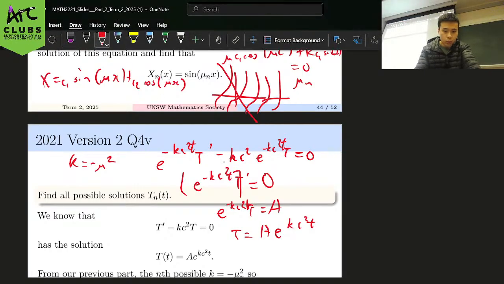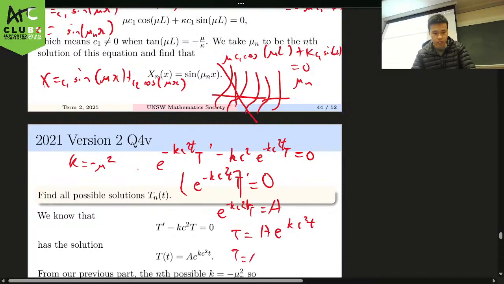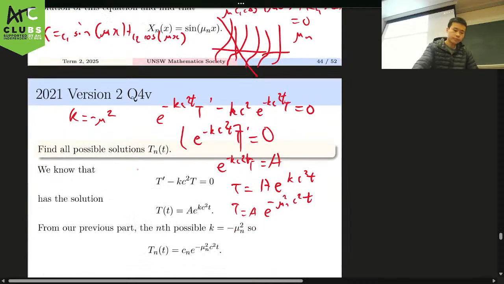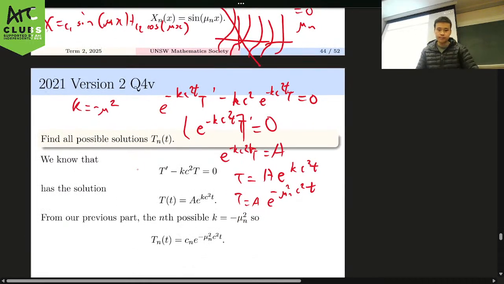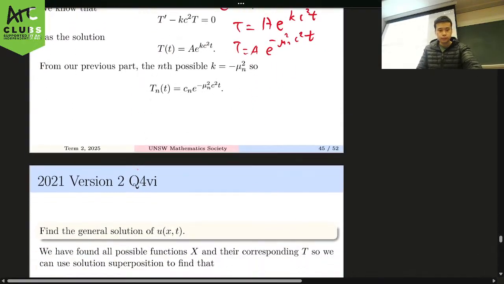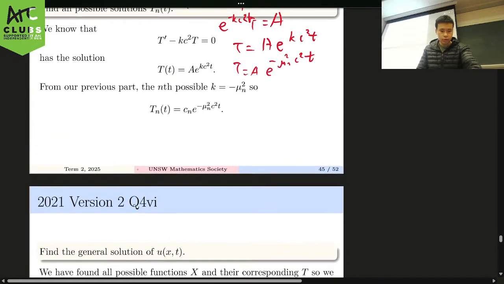But when k is equal to minus mu squared, that's the one that gives actual solutions, then we find T is equal to a of, so we did find a mu that did work. Whatever that mu was, let it be that mu n solution. It's going to be essentially e to the minus mu squared c squared t. So that's going to be our general solution of T.